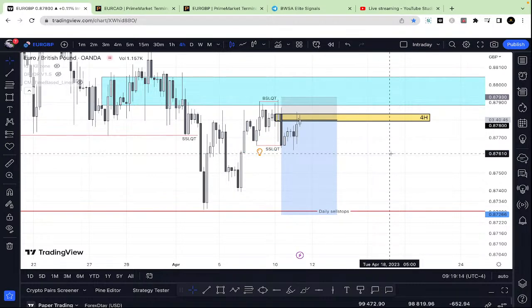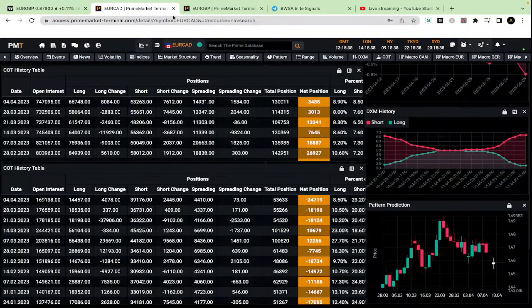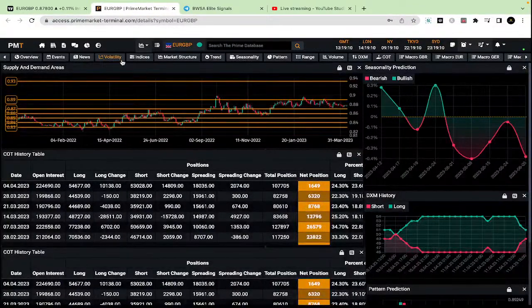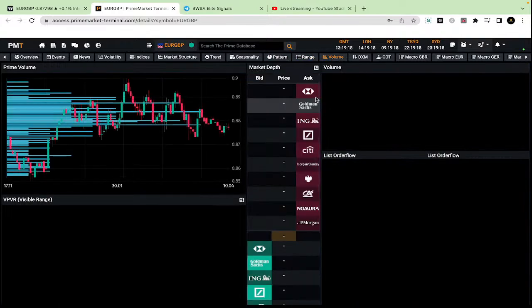I'll keep an eye on Euro Great British Pound and call that. Euro CAD seems to still be in line so far, but I would like to see more retailers adding positions. So we have literally, you can't get any better than this.